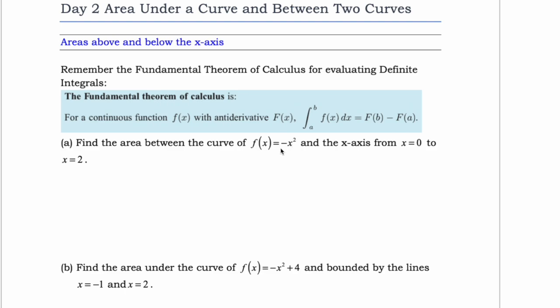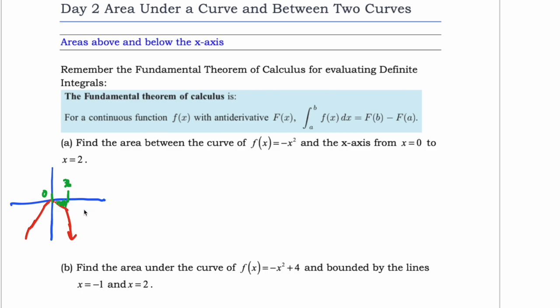In the first example, we've got f of x equals negative x squared. Let's check it out. You should always consider what the graph looks like. This is negative x squared, so it's down here below the x-axis. It's going from x equals 0 to x equals 2. Let's say 2 is about there somewhere, and there's 0. So we're talking about this little area right there, that little tiny area.